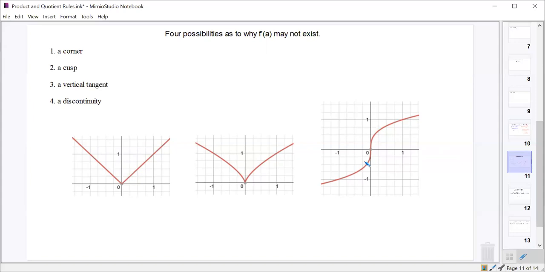Okay, and then the last one is the discontinuity. A discontinuity will tell us that the derivative can't exist, because if the function itself doesn't exist at that point, there's no way to have a tangent line at that point. Does that make sense?